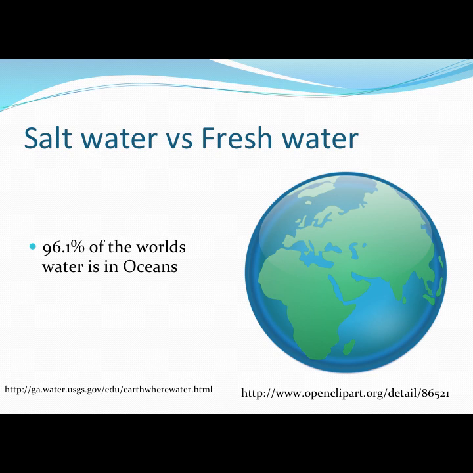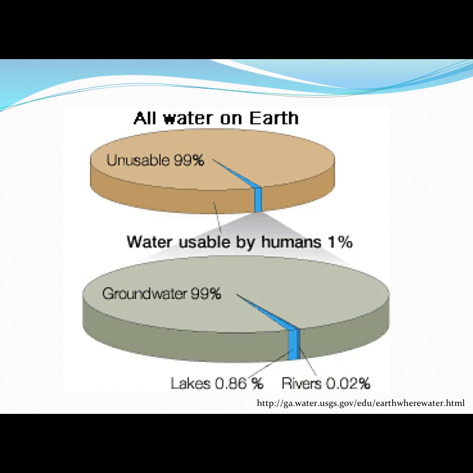Out of all the water on the planet, 96.1% of it is from oceans and might be unusable because of the salt content. We have to take care of our water, especially when we can only use 1% of the water on the planet.